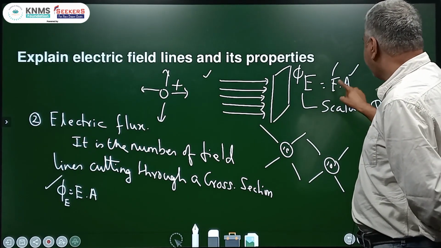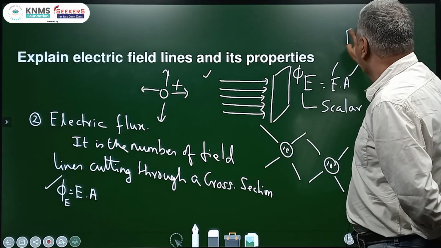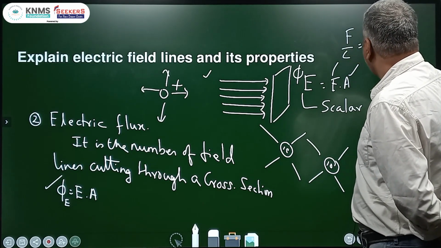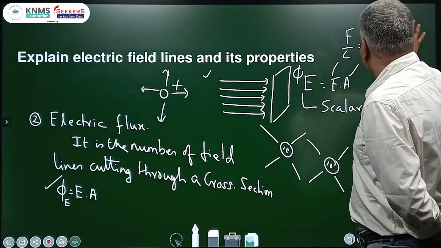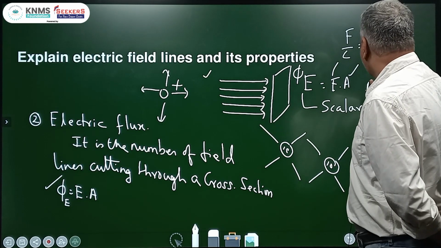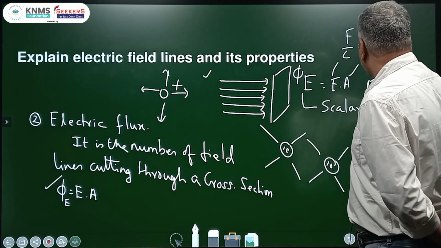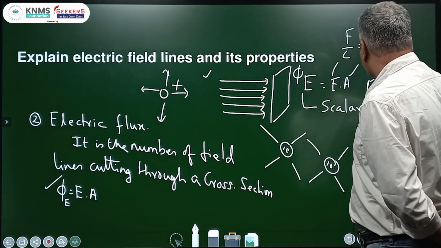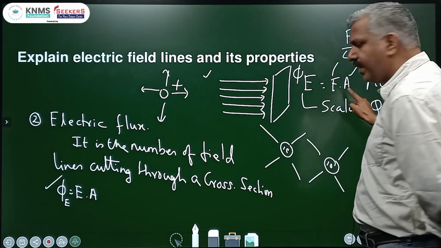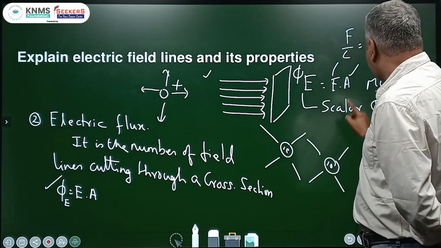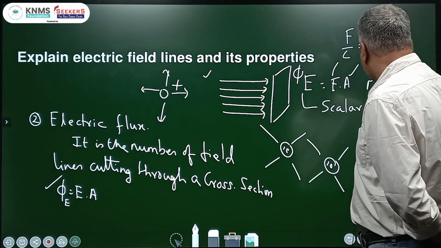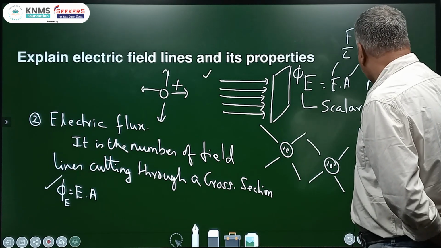Also, electric field is force per unit charge. So it will have a dimension M L T to the power minus 2, this is force, divided by A T. So it will become M L A to the power minus 1 T to the power minus 1. Now we are multiplying it with area, which has a dimension L squared. So the dimensions of electric flux will be M L cubed A to the power minus 1 T to the power minus 1.